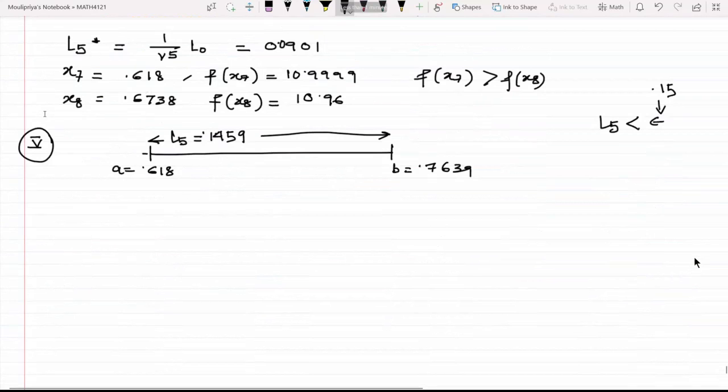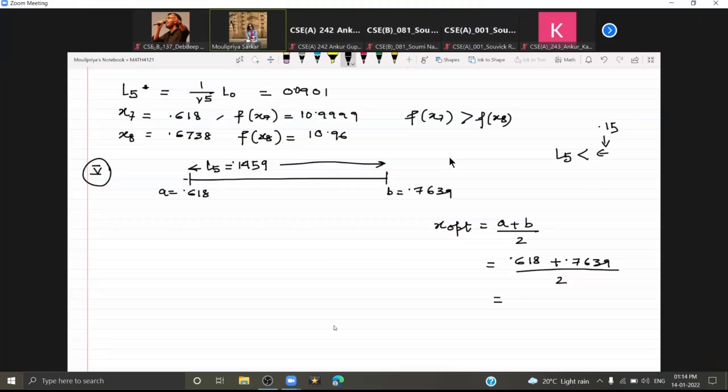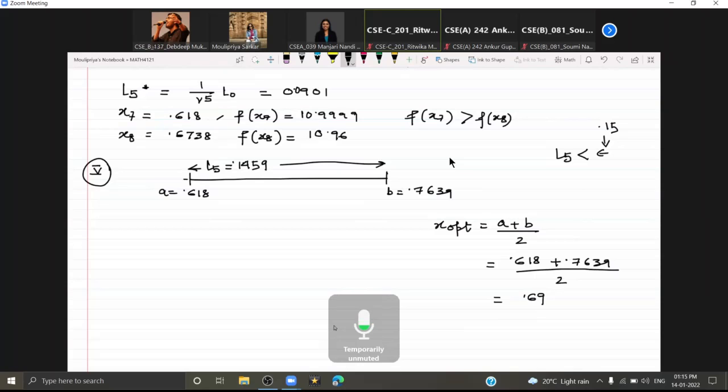And the optimum point will be given by the midpoint of this interval. Your x optimum is going to be a plus b by 2, just to get you a better value, the average. What is x optimum coming? 0.6909. Did you say 0.6909? Yes, ma'am.